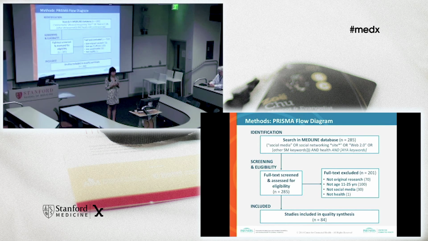We found 285 studies. We excluded 201 because some of them were not original research, some were not within our age range of 11 to 25, some had nothing to do with social media or online social networks, and one did not have anything to do with health. We included 84 studies in our review.